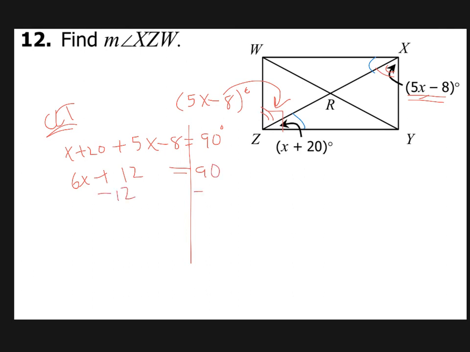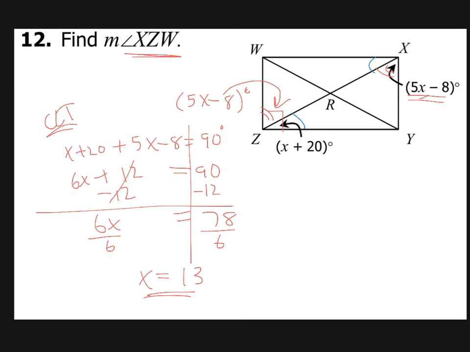Now I'm going to use inverse operations because I'm crossing over the line. 6x equals 78, divided by 6, divided by 6. And I'm going to get x is equal to 13. Now, does x equals 13 solve the world's problems for this one? No, they want the measure of angle XZW. All right, well, let's go find it.